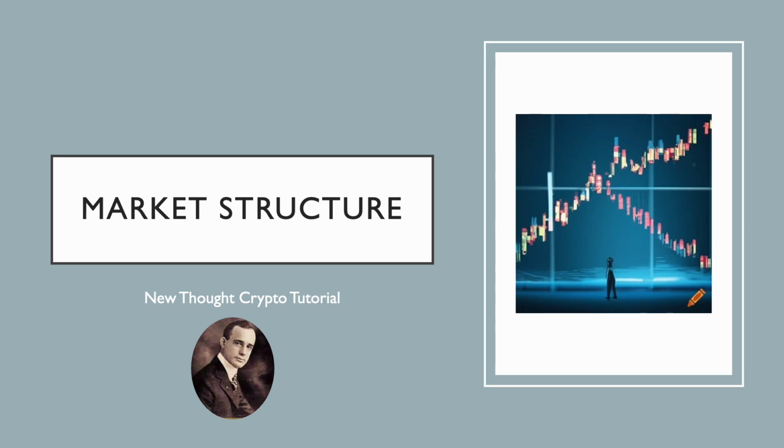The first tutorial is about market structure. Now, why is market structure critical? Because the fundamental issue you need to understand is the market's direction. Are we going up or down? If you know the trend and trade accordingly, your success rate will be much higher. If you trade with the trend, success is just a matter of patience and risk management.